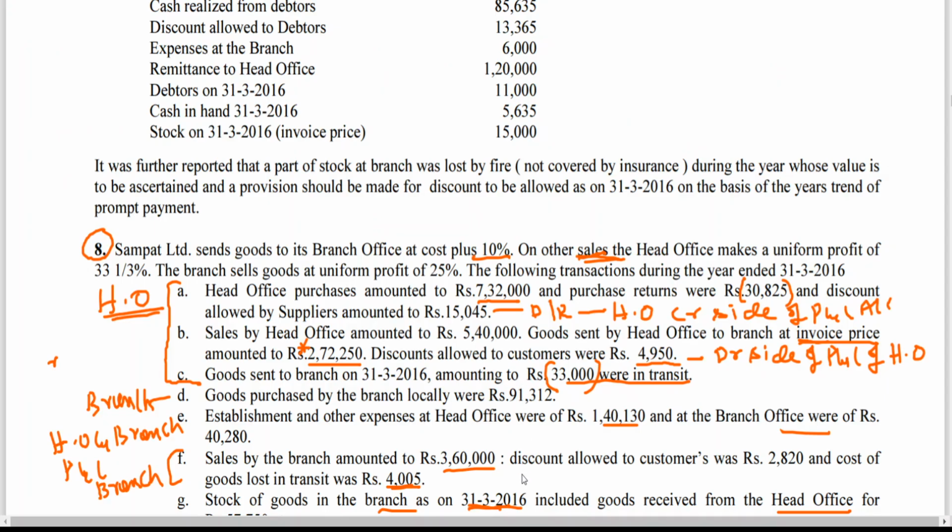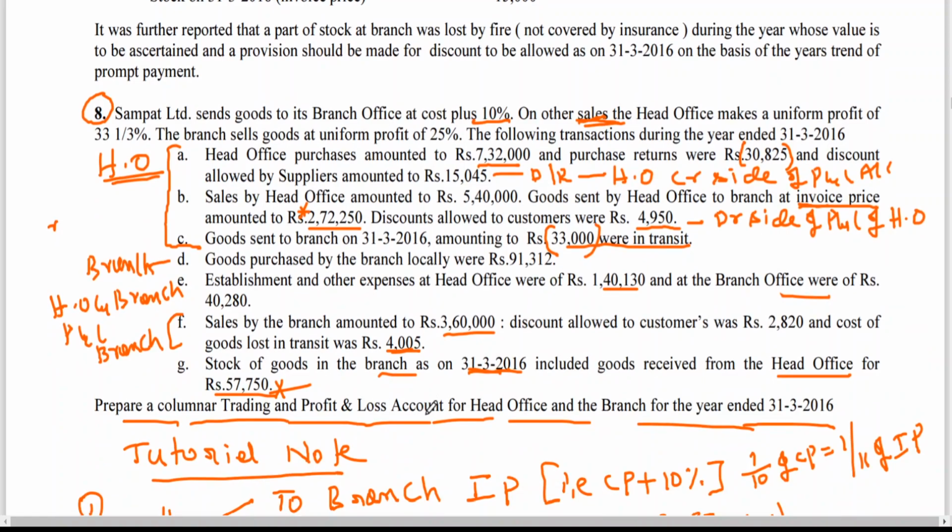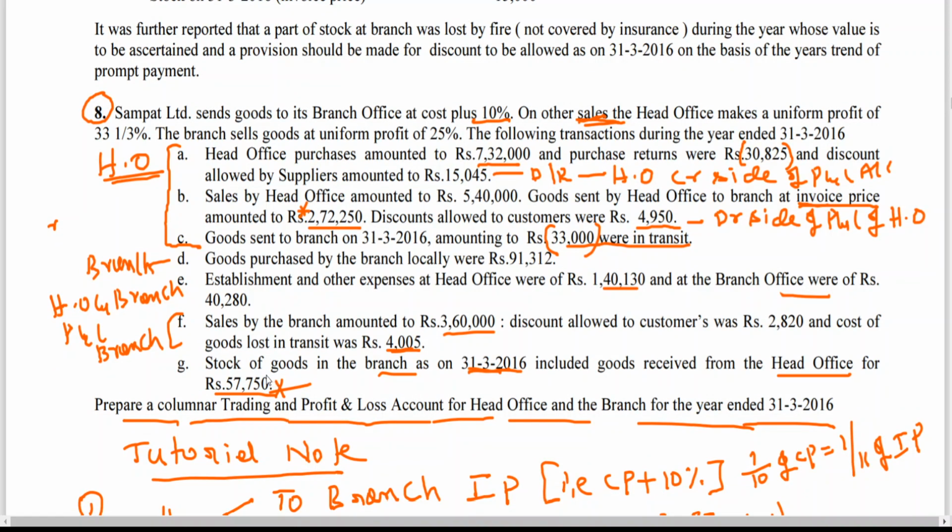Then now what is that? I got the information. Stock of goods at branch. This, as I told you, is to find out unrealized profit. Okay. Anyhow, he's saying stock at branch. The stock at branch, we are unaware of it. He's having 57,750 stock, belongs to whom? To the branch. Okay, that we discuss later on. So, but let me take you to now.